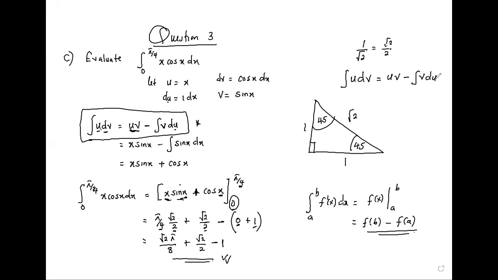Why are you differentiating the UV? The UV, why are you differentiating it? Because there is no D in front of the UV. So why are you differentiating it? Instead of writing it as X cos X, you're writing it as X sin X. U and V, which one is V? V is sine.